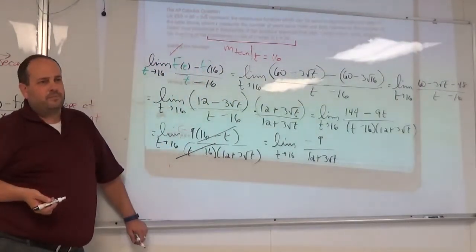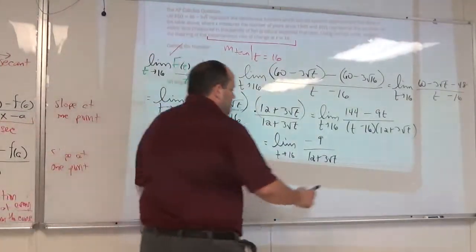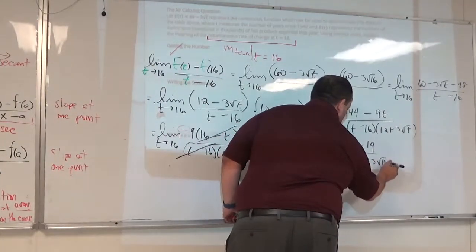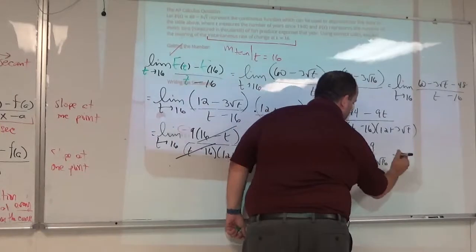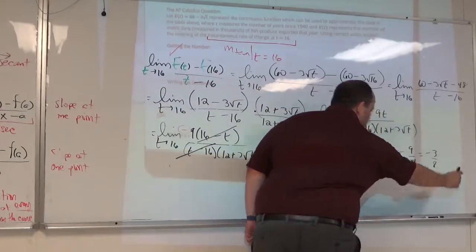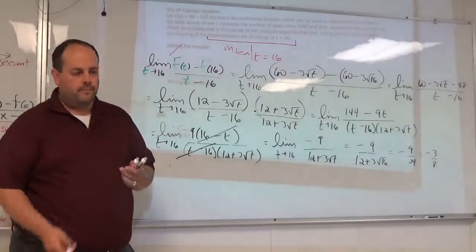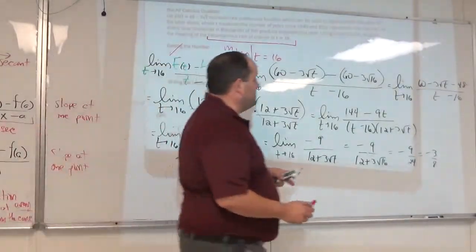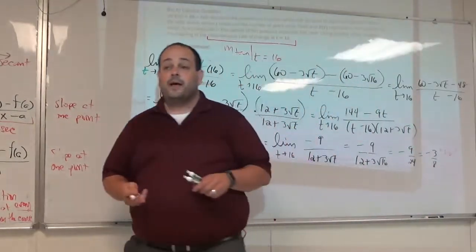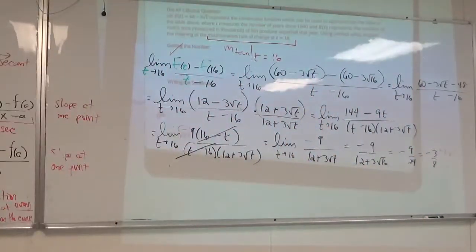Now I think we can safely plug in 16. 12 plus 3 square roots of 16, which I think is negative 9 over 24, which is negative 3 over 8. If this was the test on Friday, getting here, honestly, would probably be worth about 3 points. Coming up with that average rate of change would be worth like 3 points out of 4.